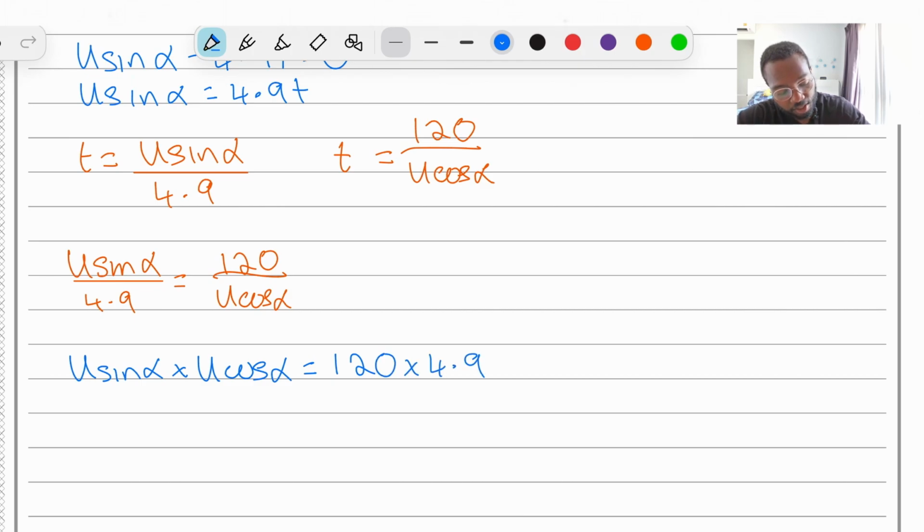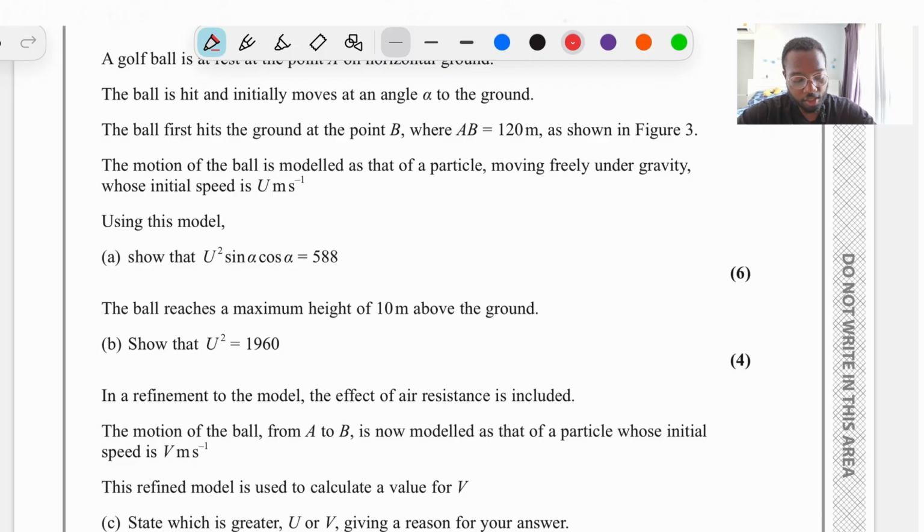If you work that out, that will give us u squared sine alpha cos alpha, and then 120 times 4.9 is 588. So for the next question, we're told that the ball reaches a maximum height of 10 meters above the ground. We ensure that u squared is equal to 1960.